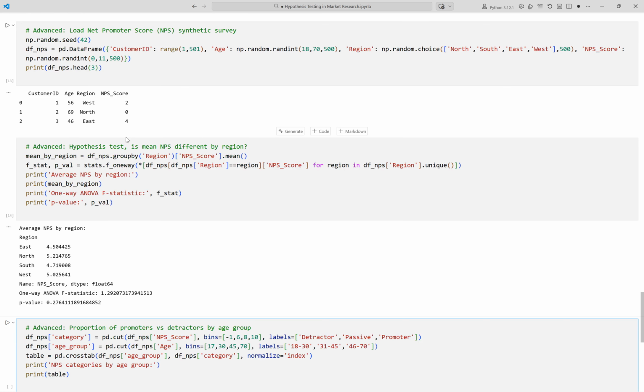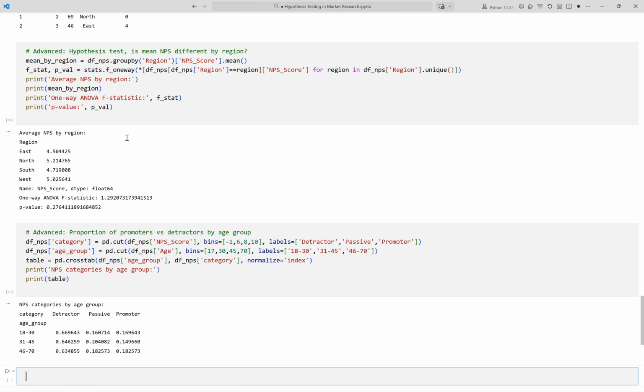Running the cell now. This output shows the proportion of NPS categories, detractor, passive, and promoter, within each age group, revealing key differences in customer sentiment by age. Notice that all age groups have more detractors than promoters, with the youngest group, 18 to 30, having the highest proportion of detractors. This helps us understand how customer satisfaction varies by demographic segment, emphasizing the importance of checking group proportions rather than raw counts before testing hypotheses.